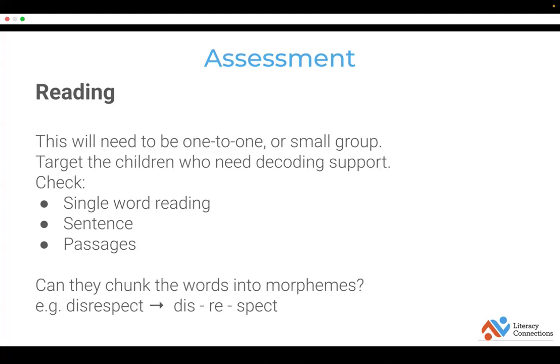So you want to be checking single word reading. Can they read a sentence with that morphology, and passages? So you need to be hearing them one to one, either in a one-to-one session or a small group session, and you're checking if they can chunk their words into morphemes. So, can they see in disrespect that we've got those two prefixes sitting there, dis and re?